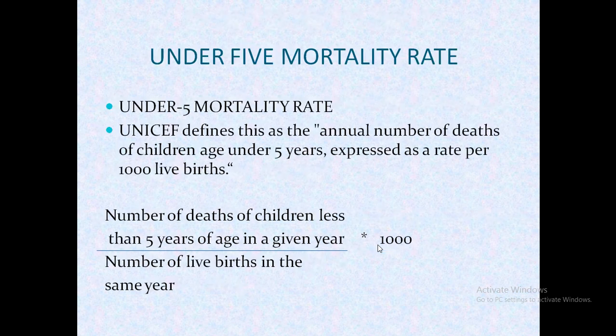Then under 5 mortality. Here the numerator is the number of deaths of children less than 5 years. It includes the 1 to 4 year deaths plus infant deaths, and the denominator is the number of live births in the same year, and the multiplier is 1000.